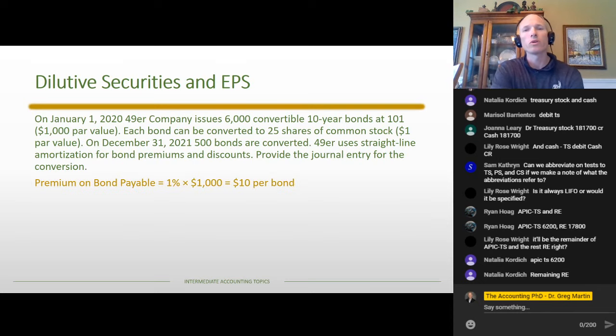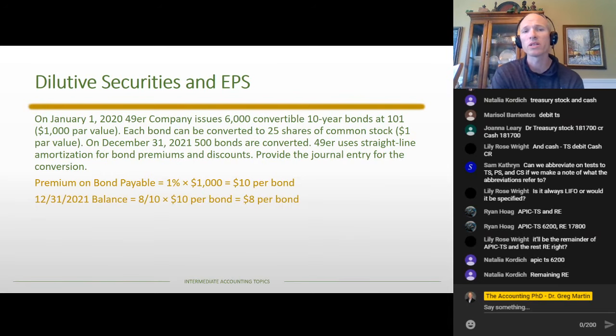And so first of all, we do have to understand what's going on, because you have 6,000 bonds and not all of them are being converted. You really do need to understand what's going on on a per bond basis. When we talk about the premium on the bond payable, the issue price was 101, which means that the premium on each bond is 1% of par value. And so that means there's a $10 premium on each bond. And that's just an important number to keep in mind.